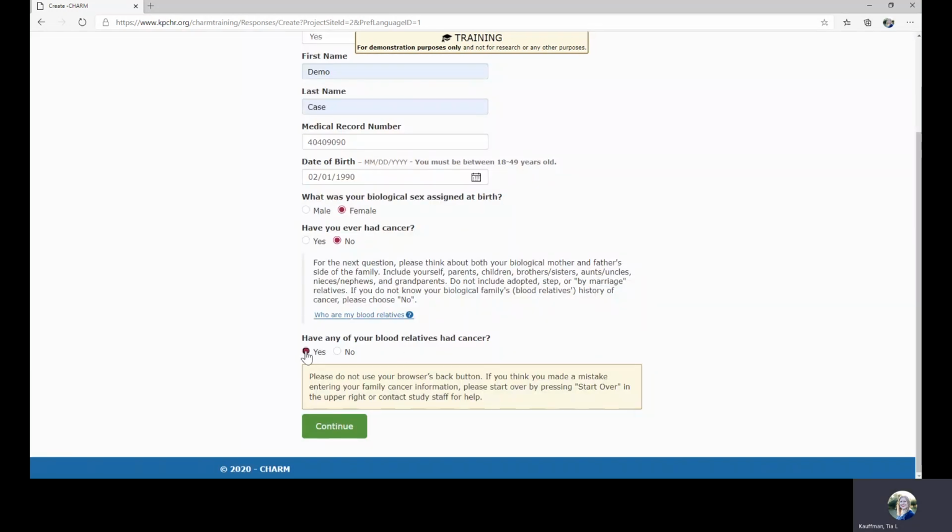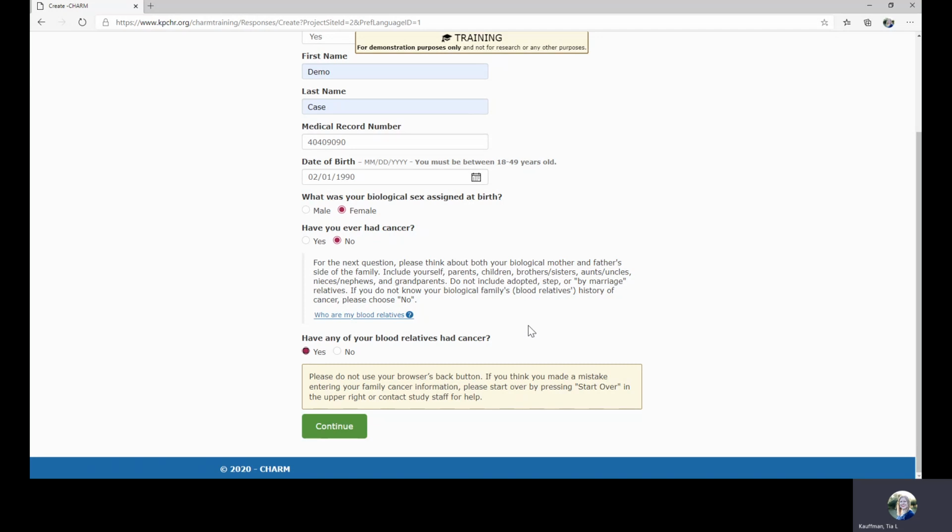And I will say, yes, some of my blood relatives have had cancer. If you say no, what this tool will do is pass you to some additional questions to assess your knowledge of your family history. So if you're adopted, or if you don't know about the family history on either your mom's side, your dad's side, or both, or if you have a small family size, those all would allow you to still participate in the study if you had limited family history knowledge.